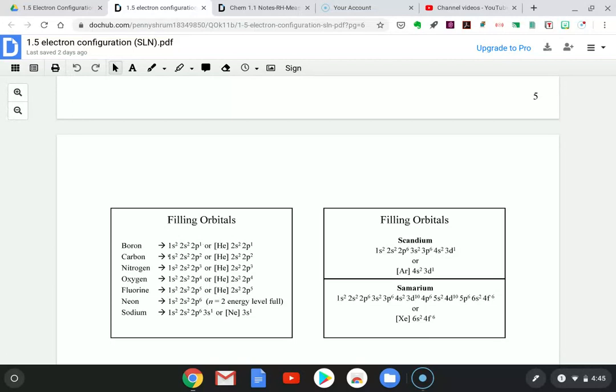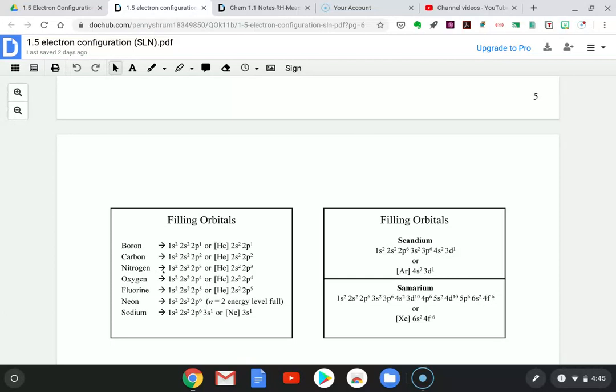Carbon's going to have 6 electrons, so 2 go in the 1s sublevel, 2 go in the 2s sublevel, and then 2 will go in the 2p sublevel. And again, p orbitals can actually hold 6 electrons because the px can hold 2, the py can hold 2, the pz can hold 2, and so total that's 6.